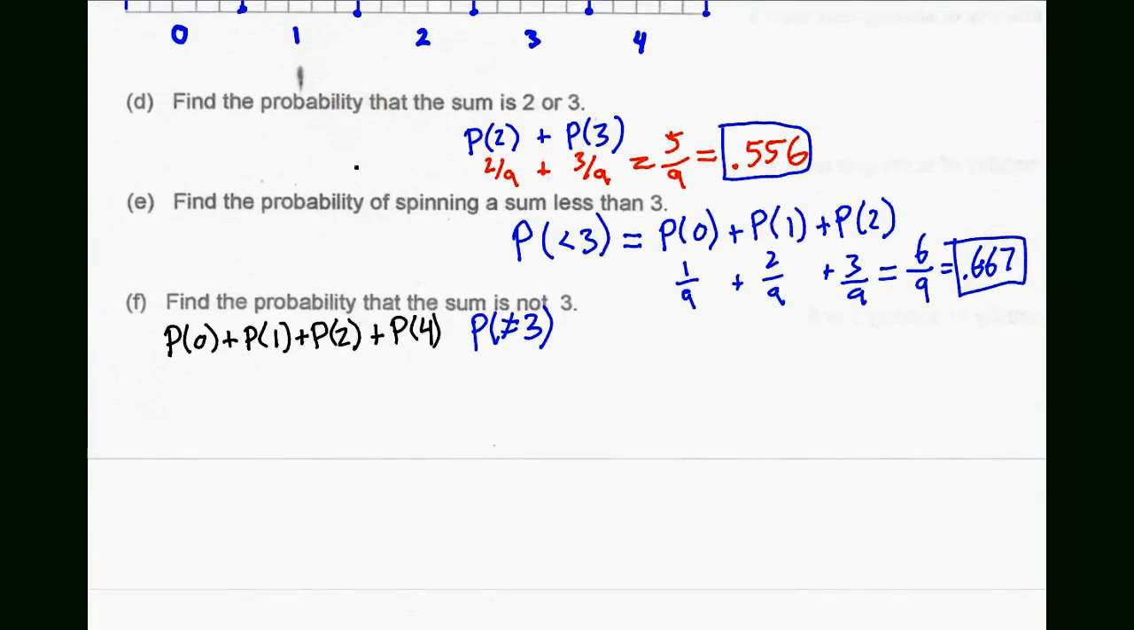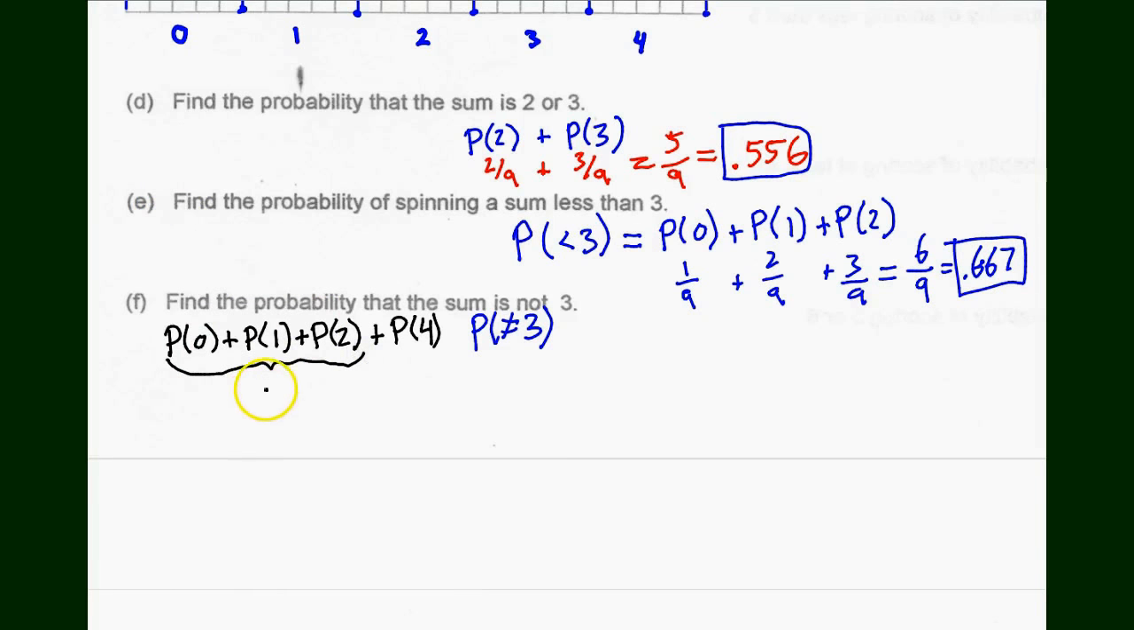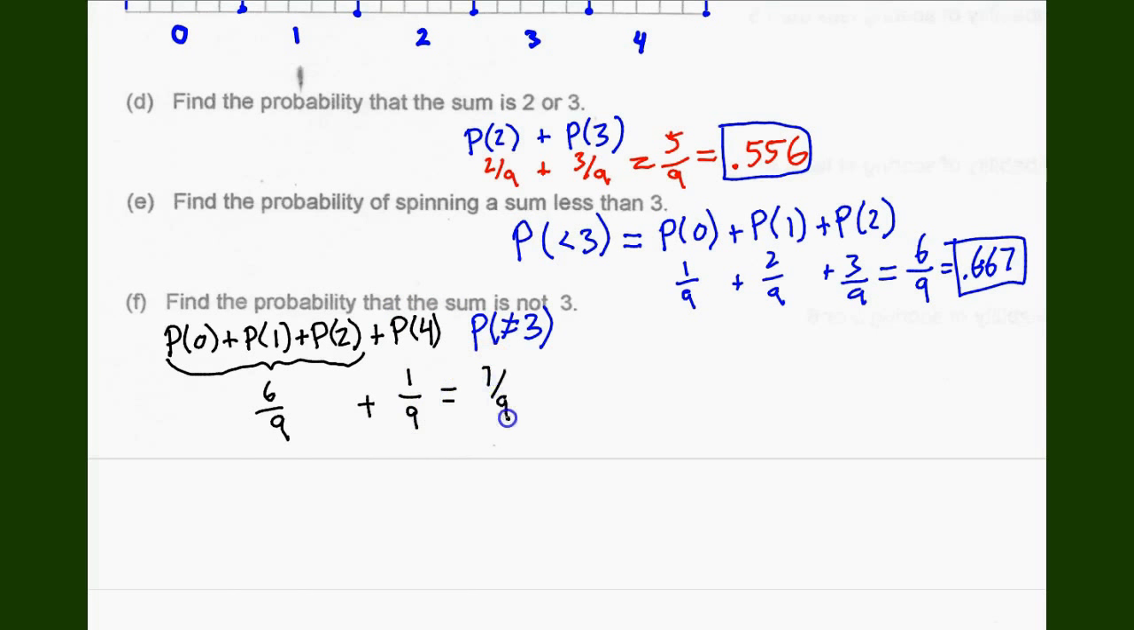Now, here's something you'll notice in probability, and that is that you can use prior answers to help yourself out. So like up here, we just found out what the probability of 0 plus 1 plus 2 is. It's 6 out of 9. So we just did this in part E, and we already found out it's 6 out of 9. So we don't have to go through and rewrite the whole thing, and then just throw in the probability of 4, which is 1 out of 9. So our answer is 7 out of 9. Comes out to 0.778.